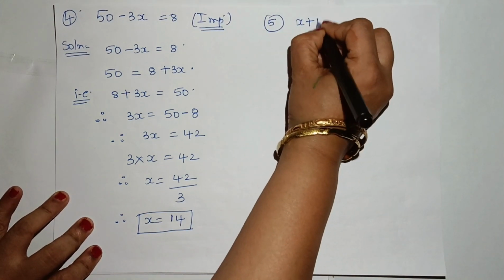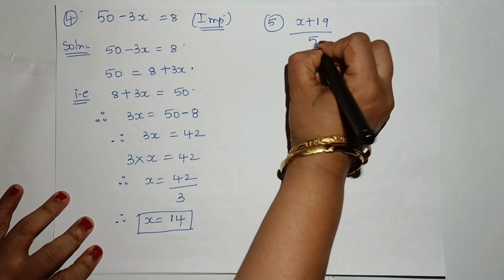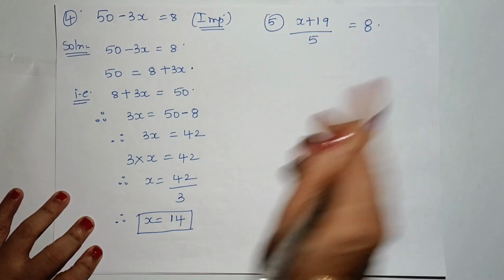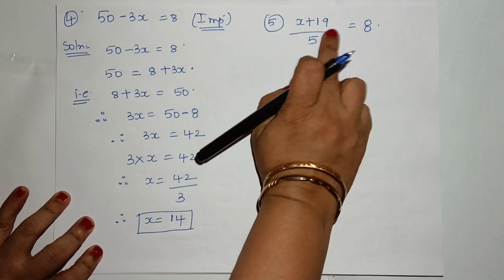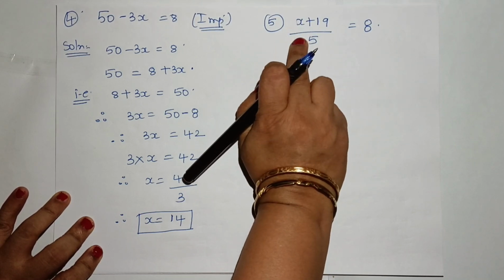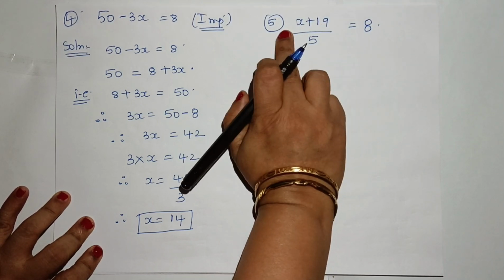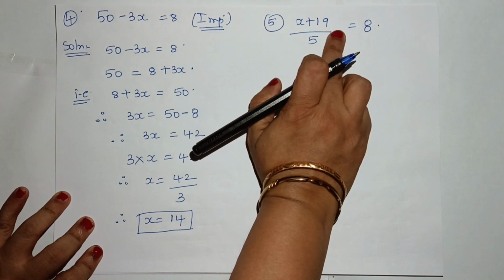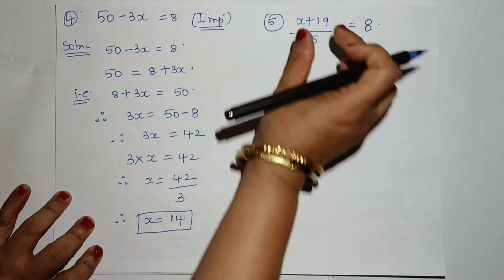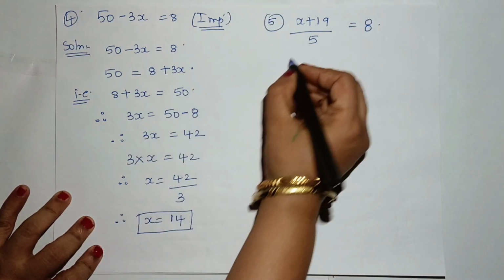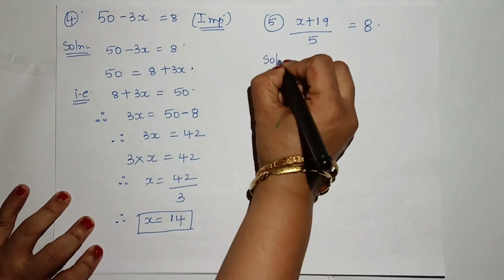X plus 19 is equal to, now when you see this sum, this division is for the entire numerator. It is not for only x or only 19. It is for the entire numerator. It means x plus 19 is termed as capital A. It is one expression. So let's see how to do.